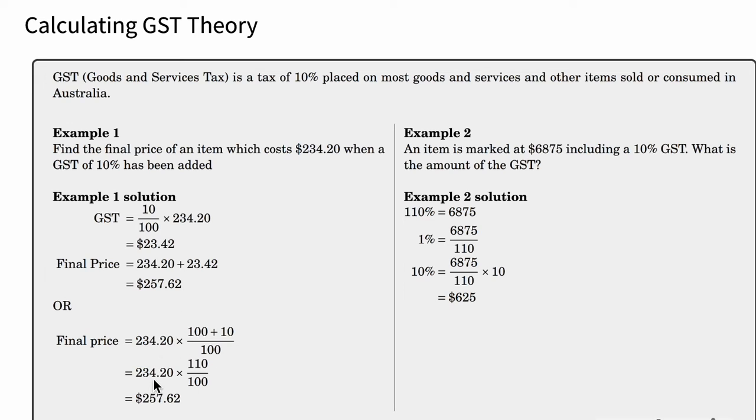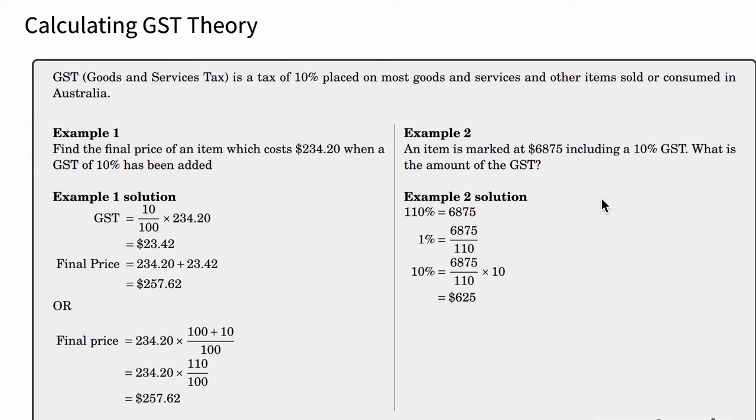There's another way. Including GST means the original value of 100% plus 10% makes 110%. So you can multiply 234.20 by 110%. If you are using a calculator, you can straight away type in 110 and the percent symbol, and you should end up with the same result.